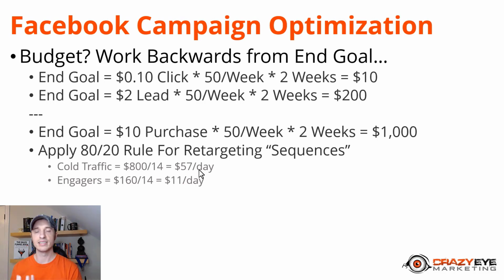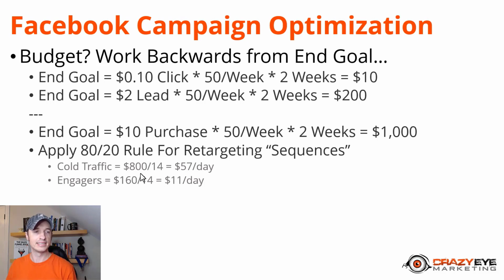So then the next level of traffic we're going to have are engagers. This is the cold traffic that has engaged with our ad, or people that have visited our website or something like that, but they haven't opted in or they haven't purchased anything. They just kind of seen us, floated around a little bit, engaged with our business, but haven't taken that next step of becoming a lead or a buyer. So we're going to spend $160 over the next 14 days, which is about $11 a day, on these people that have engaged with us but haven't taken the next step.